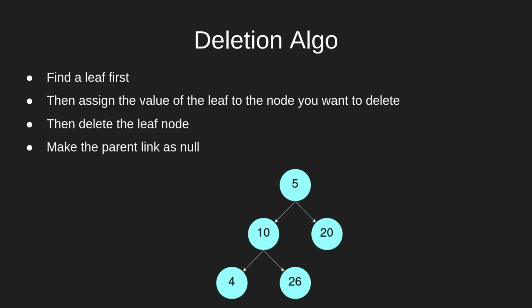Then what we do is that we delete the node 20 and assign the value of that deleted node to the node we wanted to delete. So the node with 10 will have the value of 20 and the node which was previously having the value 20 will be deleted. So now let's jump right into the coding part.